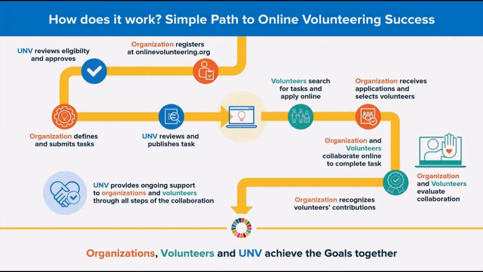At first, you register at onlinevolunteering.org. Afterwards, we check your eligibility according to the 4 criteria just outlined. Then you define and post your volunteering opportunities. We review and publish them, and then volunteers apply for them. Subsequently, you select the volunteers best suited in terms of expertise and motivation to your opportunity from a list of all the volunteers that apply to your organization. And then you already start collaborating. At the end of the process, you provide feedback to each other, and you issue a certificate for the volunteer who supported you. That's a simple path to online volunteering success.